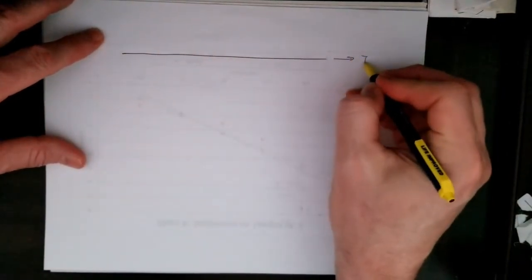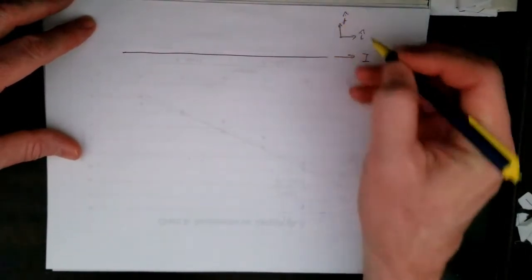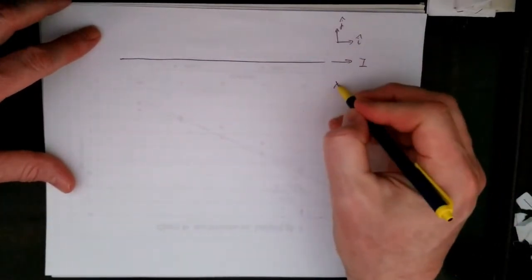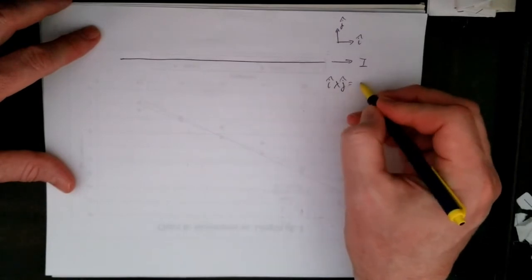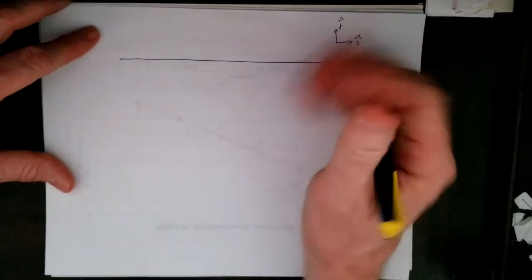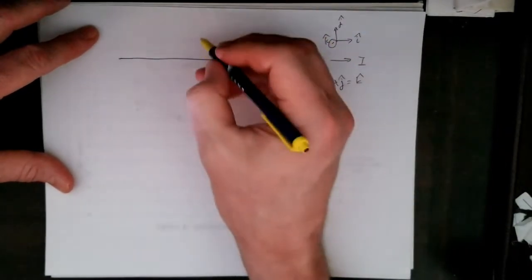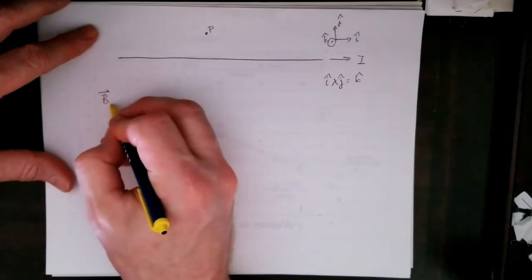If I have an infinitely long wire with a current flowing to the right, I'm going to establish a convention: i, j, and k, given a right-handed coordinate system. So in a right-handed coordinate system, i cross j is equal to k. k is going out at us. And I want to figure out what is the magnetic field at this point P right here. So the magnetic field at point P.